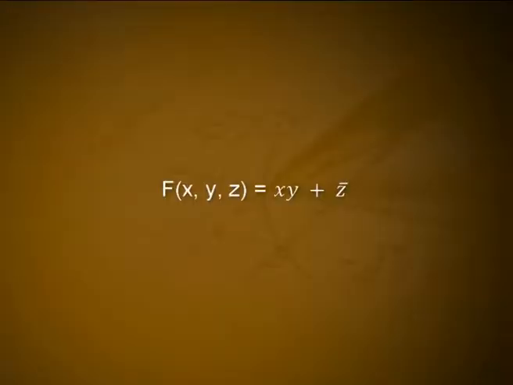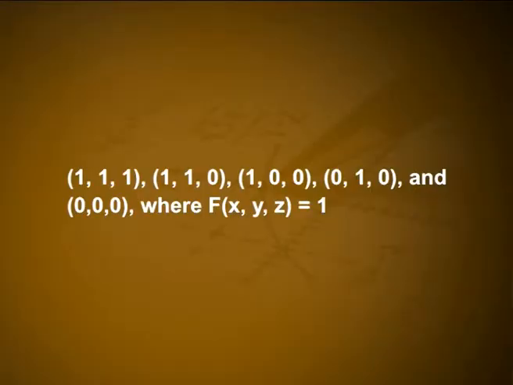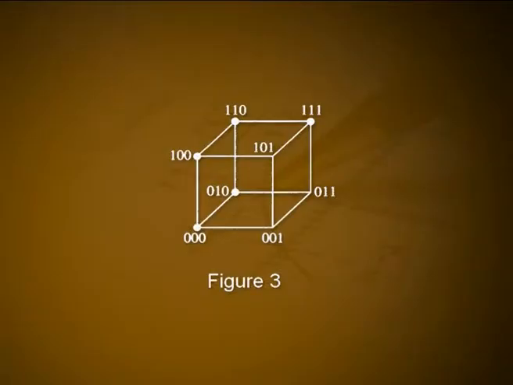Note that we can represent a Boolean function graphically by distinguishing the vertices of the n-cube that correspond to the n-tuples of bits where the function has value 1. The function f(x, y, z) = xy + z̄ can be represented by distinguishing the vertices that correspond to the five 3-tuples 111, 110, 100, 010 and 000, where f(x, y, z) is equal to 1, as shown in figure 3.